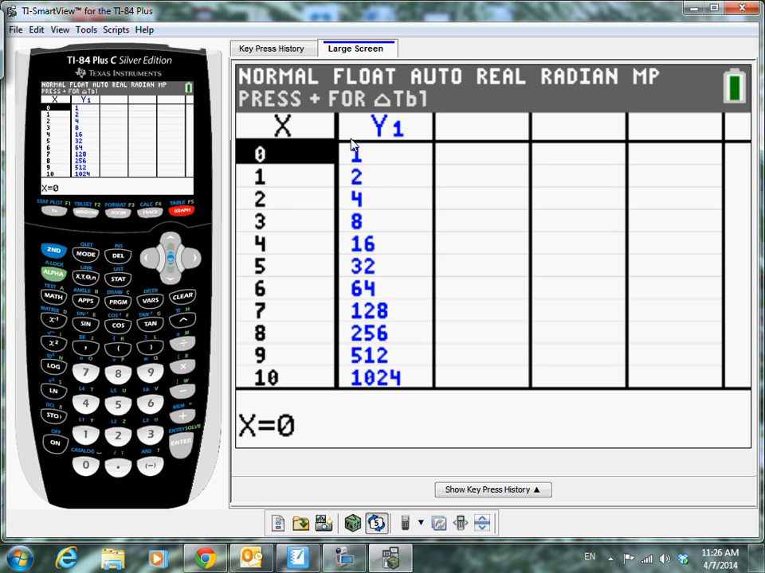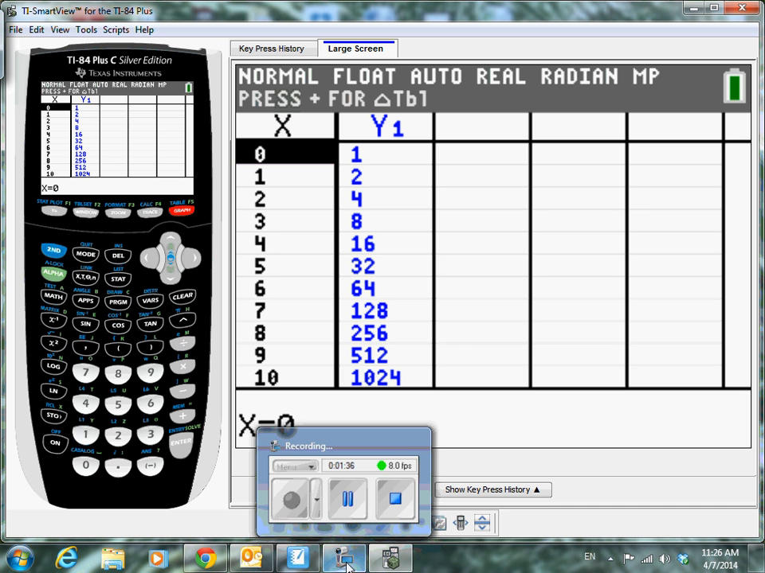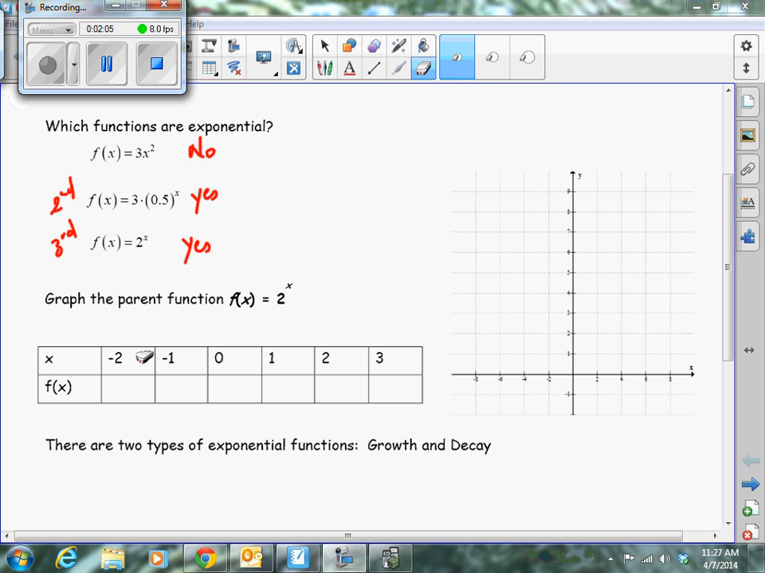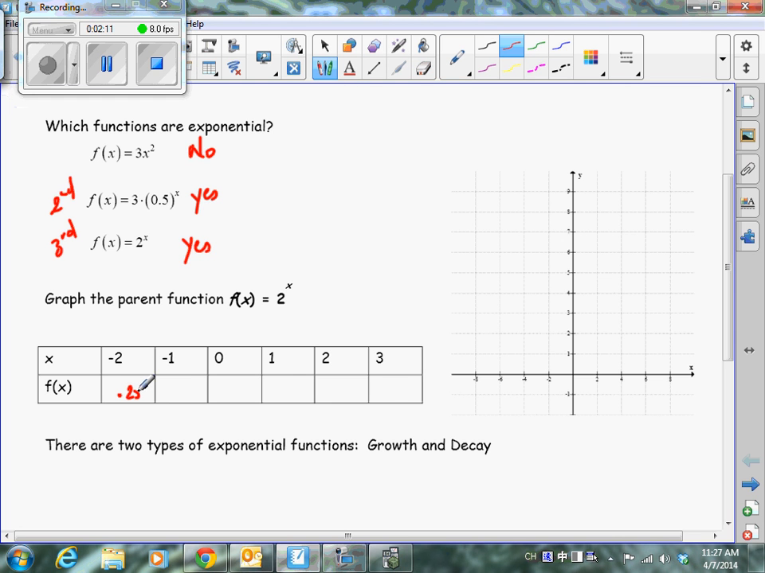On the table, for 0 it is 1, for 1 it is 2, and so on. So that's what you're going to copy on your paper, these values. So what do y'all got for negative 2? 0.25. What do y'all got for negative 1? 0.5. For 0 it should be 1. For 1 should be 2. For 2 should be 4. And for 3 should be 8. No, it's not always doubling.